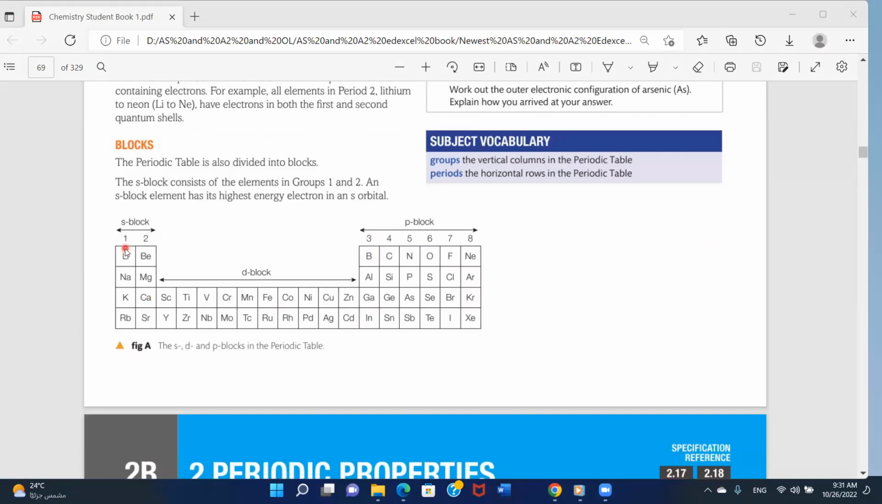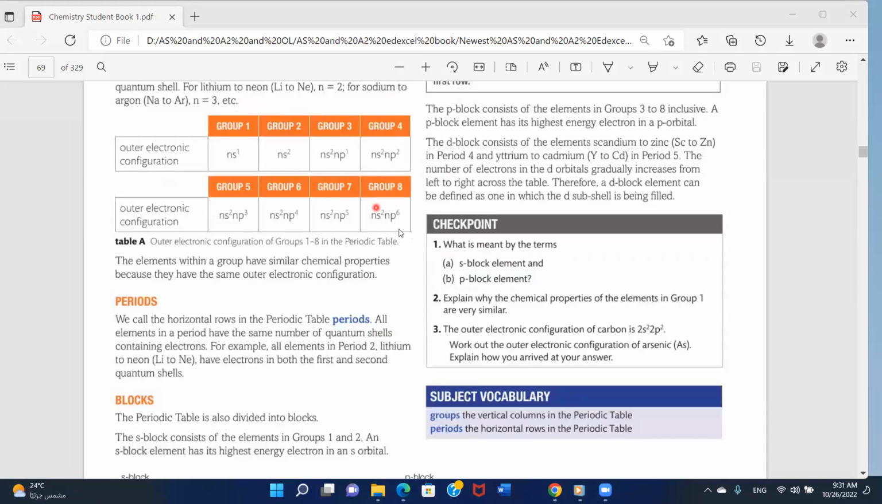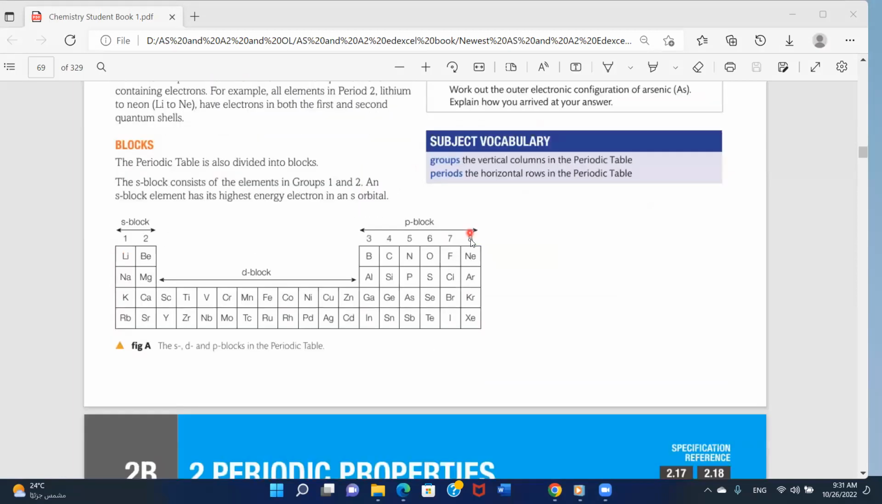So the s block elements are the elements present in groups 1 and 2 because they end up with the s subshell, but all elements present in groups 3 to 8, we call them the p block elements because all of them end up with the p subshell. Starting from group 3 till group 8, all of them end up with the p subshell. We call them the p block elements.